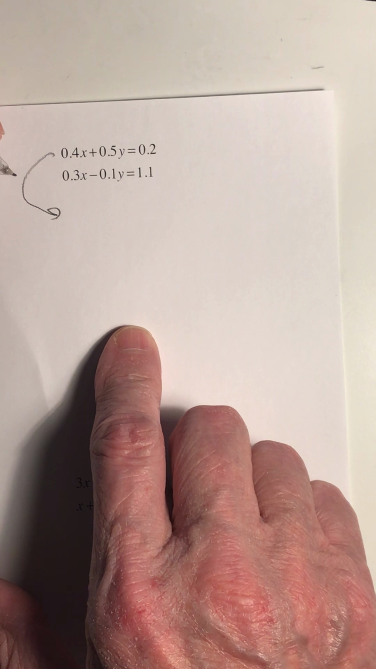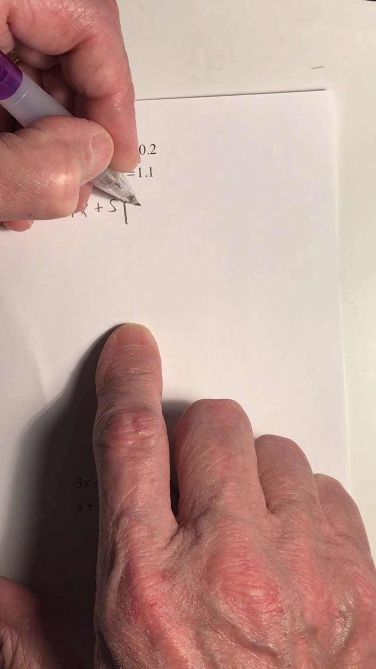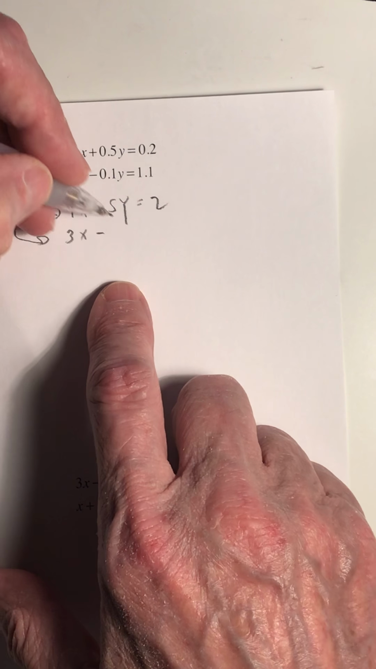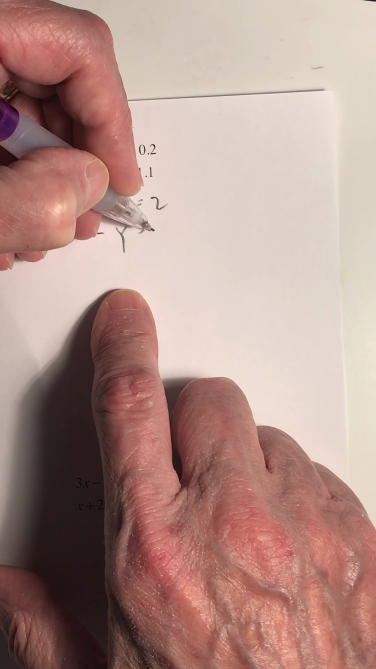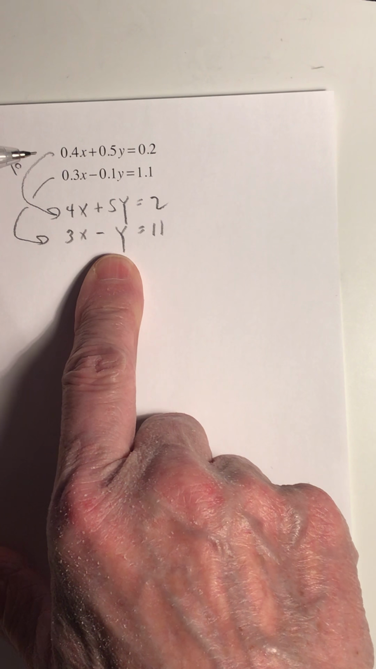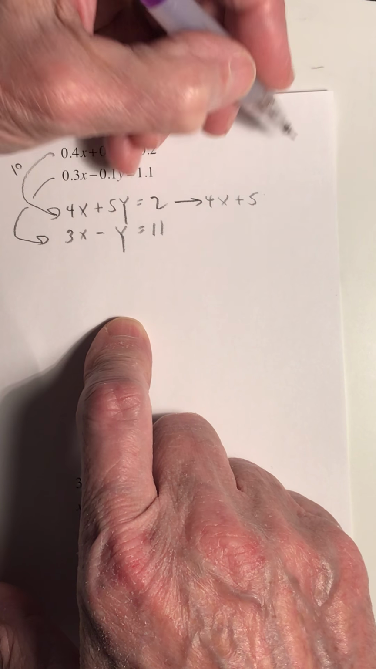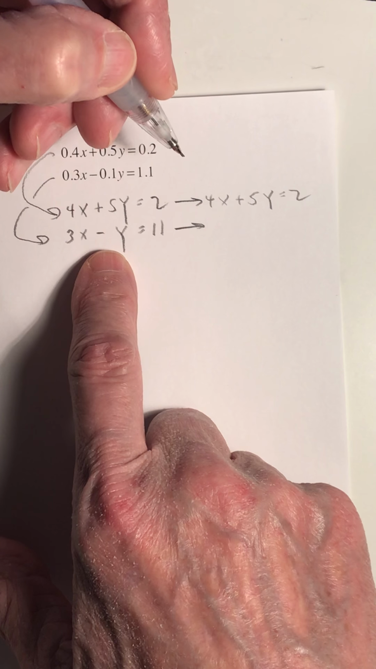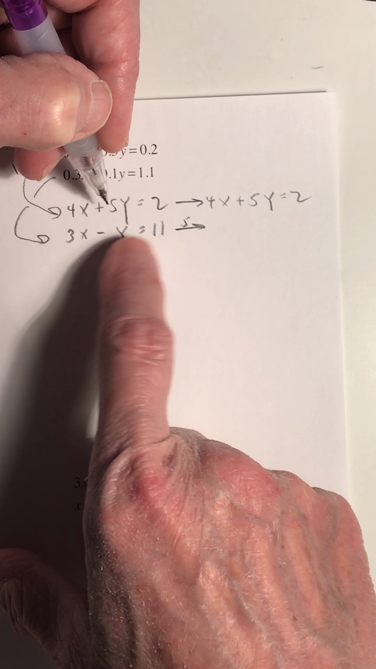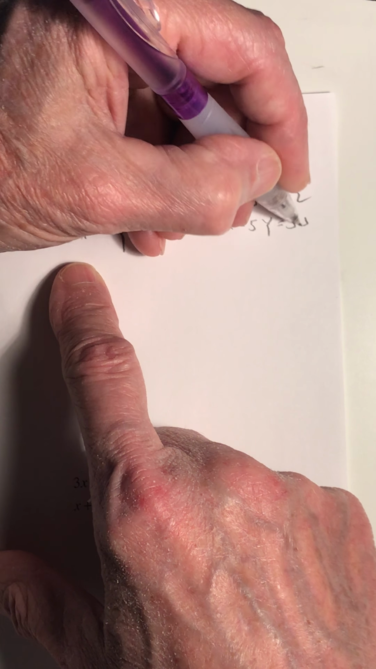If I multiply the top equation by 10, I get 4x plus 5y equals 2. And multiply the bottom equation by 10, I get 3x minus 1y, and I'm not going to write the 1, equals 11. Now we look for easiest way to get opposites. I guess times the bottom equation by 5, copy the first equation just as is, 4x plus 5y equals 2. Bottom equation times a positive 5, because it's already a minus 1y there, we want minus 5y. So 5 times everything here, you get 15x minus 5y equals 55.